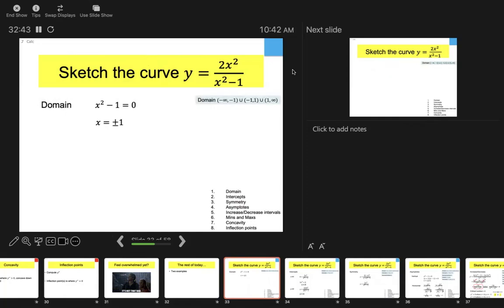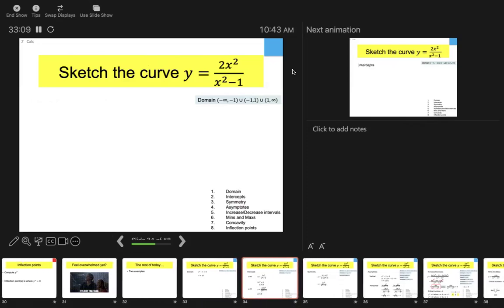Look how I wrote it though. Negative infinity to negative 1, and then negative 1 to 1, and then 1 to infinity. You can write it either with words, or you can write it like this. Cool? All right, Abby, you're up next.